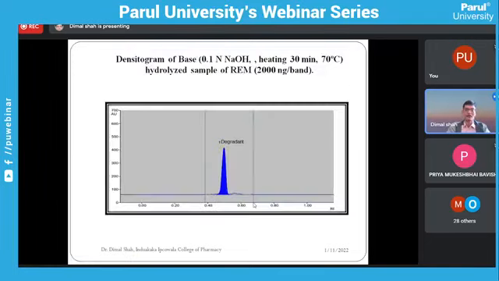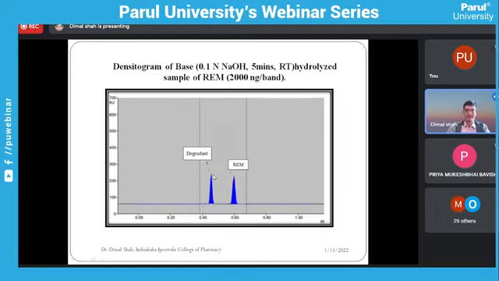So, this is one experiment that we did last year, where a drug, remogliflozin, we started with a condition of 0.1 normal NaOH, and we heated this compound for 30 minutes at 70 degrees Celsius. This was the peak for my remogliflozin, but it was completely degraded into a degradant in 30 minutes. Okay, so what we did, we reduced this time. We made it 5 minutes at room temperature. Okay, where I got a peak for my drug as well as my degradant, and both have been well resolved.